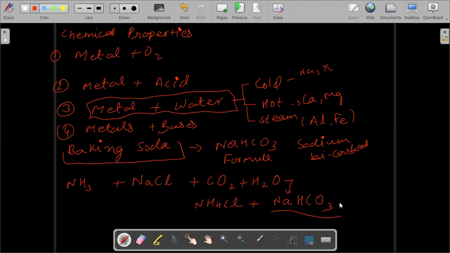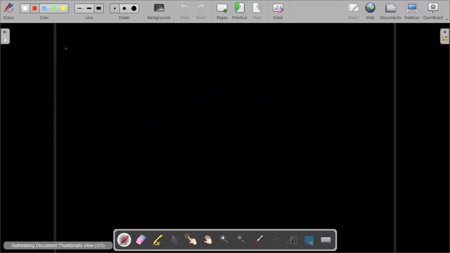Now, usage. As we know, baking soda has a property of evolving carbon dioxide when heated. Whenever baking soda is heated, it will evolve carbon dioxide gas. Or if it reacts with acid, then also it will evolve carbon dioxide gas. So, where all can we use this?